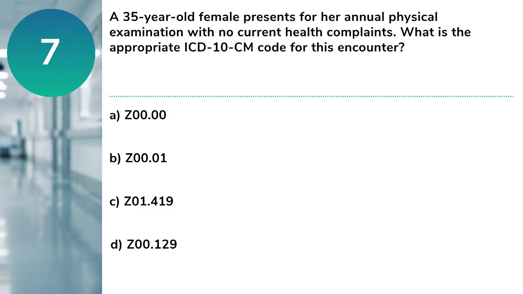Question 7. A 35-year-old female presents for her annual physical examination with no current health complaints. What is the appropriate ICD-10-CM code for this encounter? A. Z00.00. B. Z00.01. C. Z01.419. D. Z00.129.